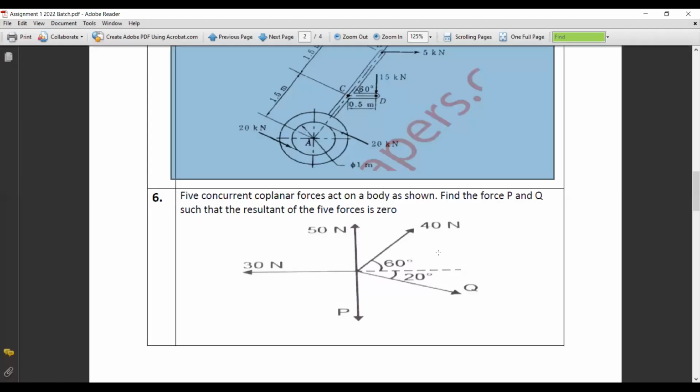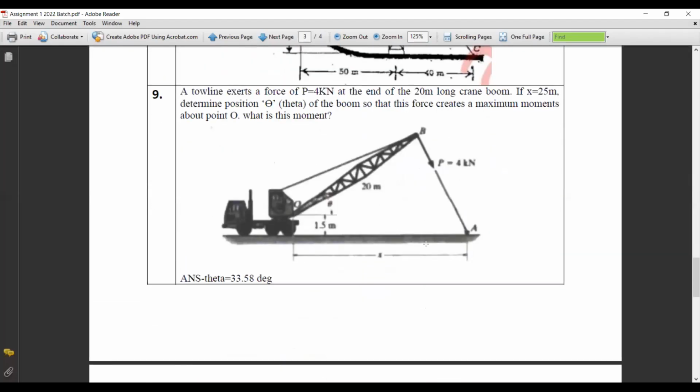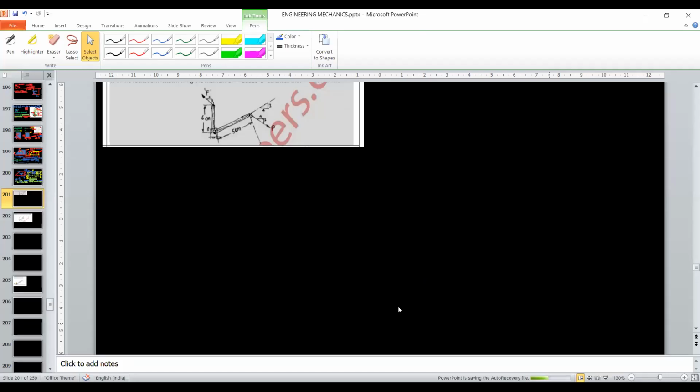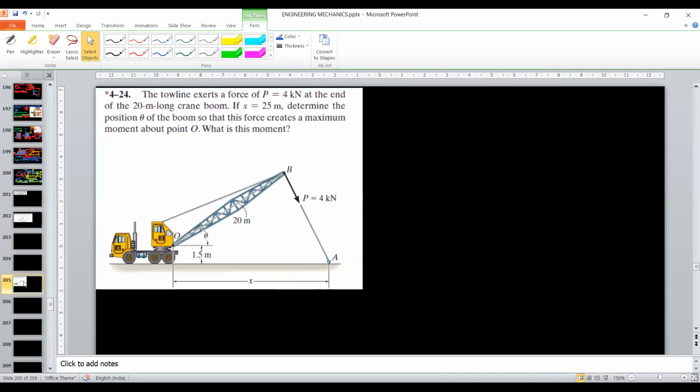And there is one more problem. In this problem, a tow line exerts a force P of 4 kilonewton at the end of a 20-meter long crane boom. So this is the problem. Here the question is, what is the maximum moment about the point O?